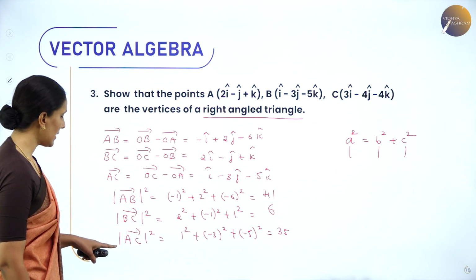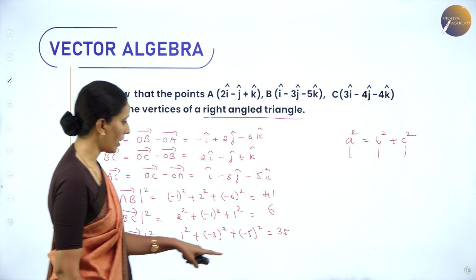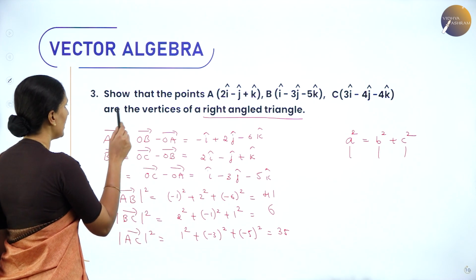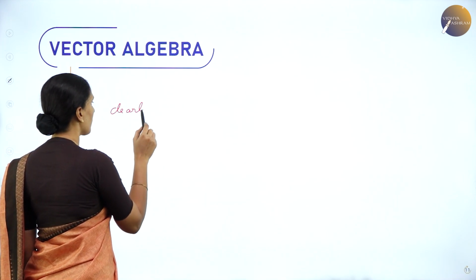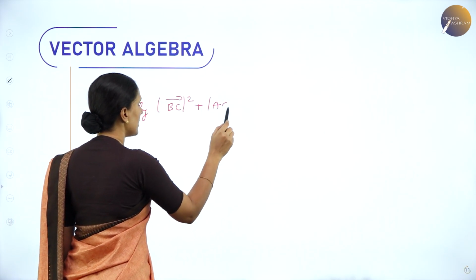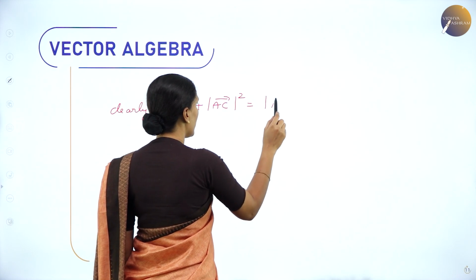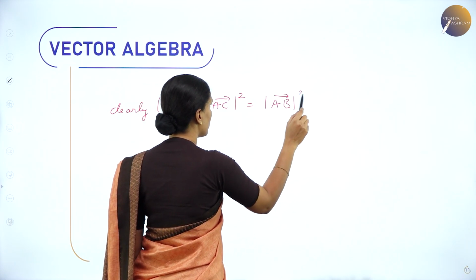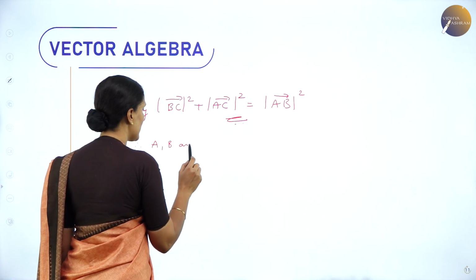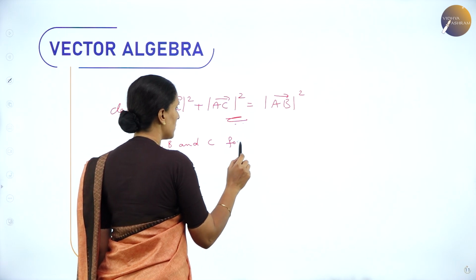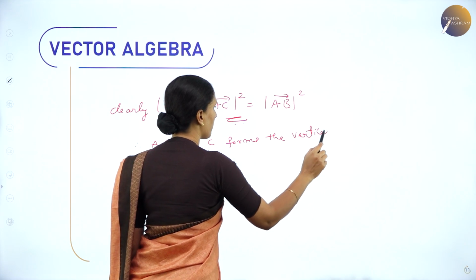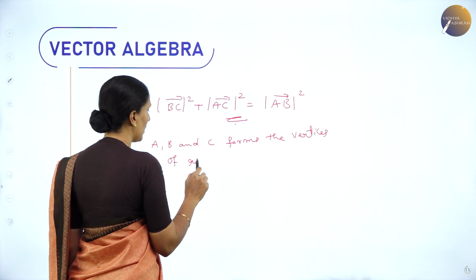Now we can clearly see that if you add AC square plus BC square, 35 plus 6, that is equal to 41, which is AB square. So clearly BC square plus AC square is equal to AB square. Therefore A, B and C form the vertices of a right angle triangle.